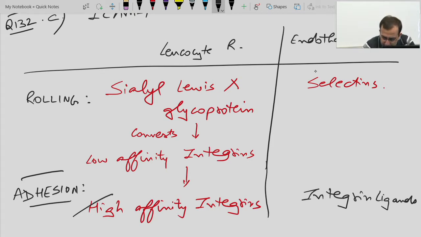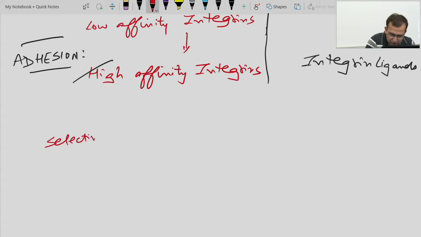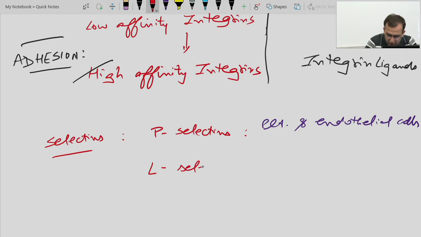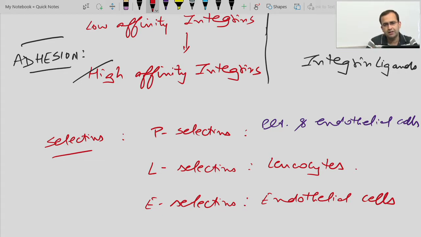Next point, selectins. Let us see this in slightly more detail. Selectins are of three types. P selectins, which are present on platelets and endothelial cells. L selectins, which are present on leukocytes, and the last is E selectins, which are present on endothelial cells.